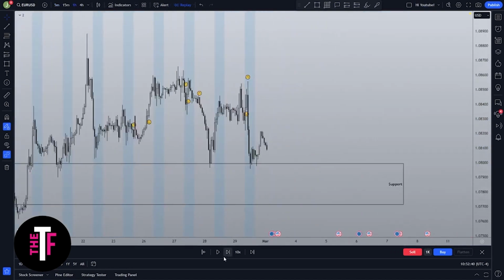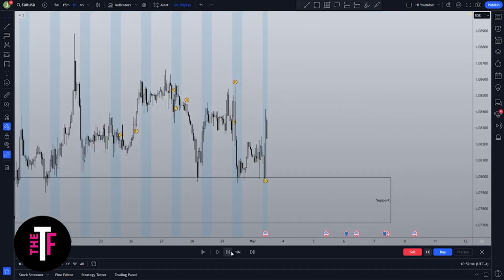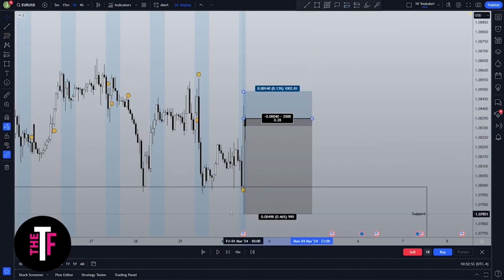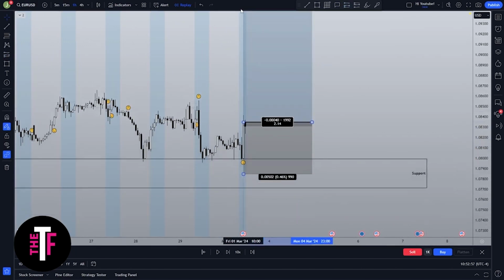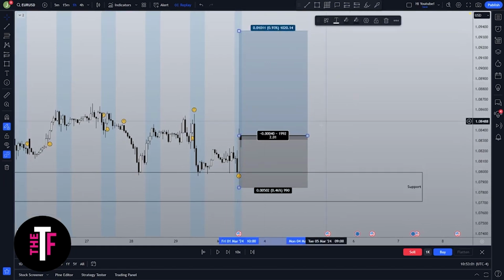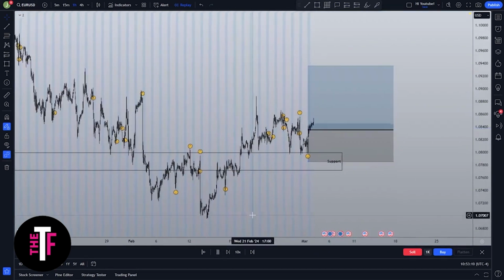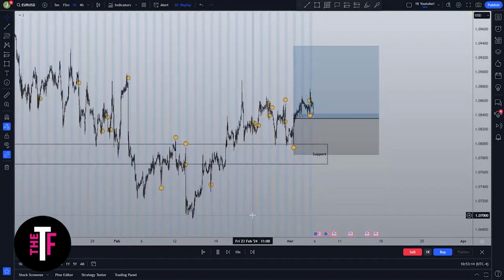Now let's talk about using a fixed risk-to-reward. With this approach, you determine your profit target based on a predefined ratio relative to your initial stop loss. For example, if your stop loss is 50 pips away and you're aiming for a 1-to-2 risk-to-reward ratio, your profit target would be set at 100 pips. This method helps ensure that your potential reward outweighs your risk, even if not all trades are winners.